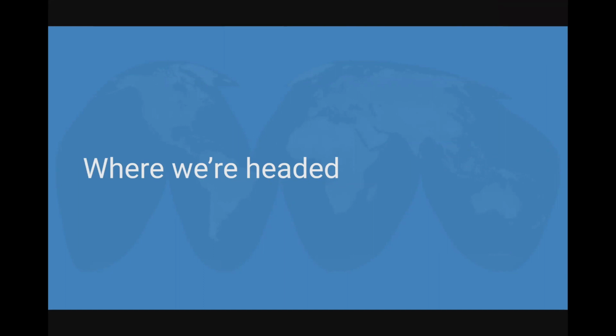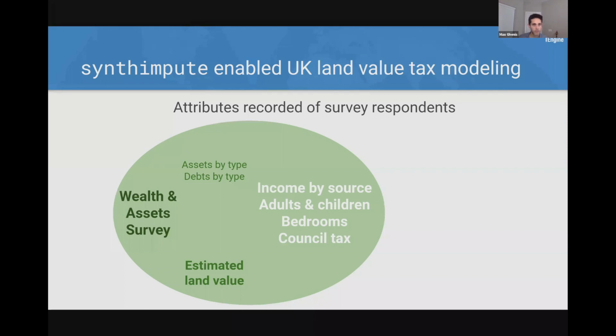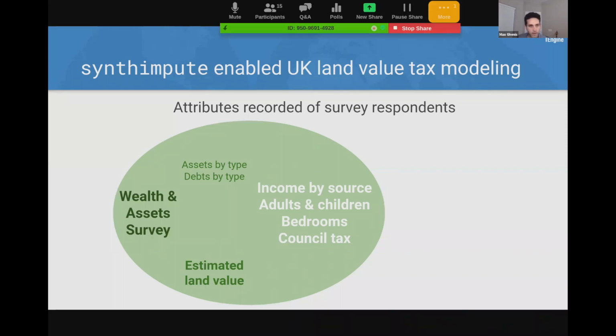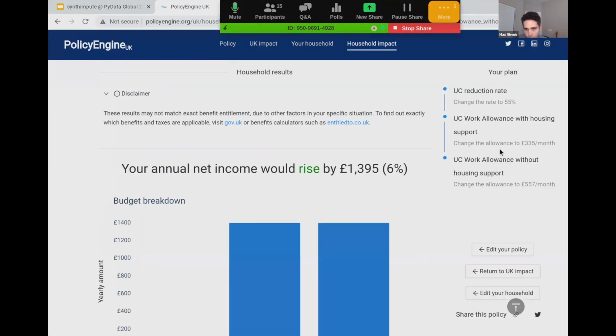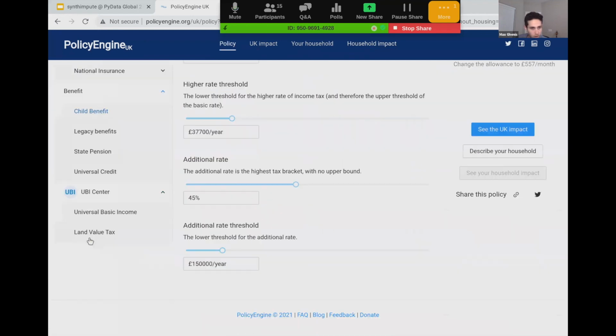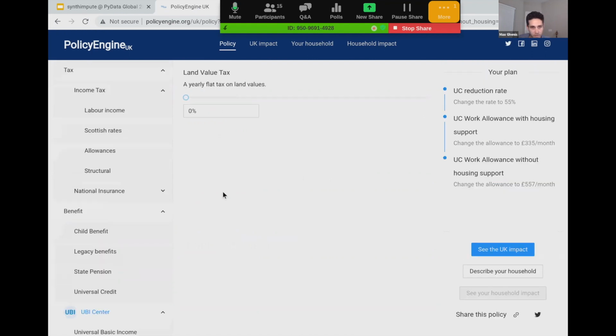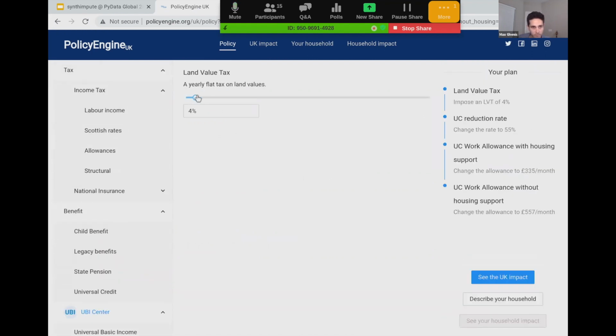All right, I think we're almost done here. I just want to share a bit about where we're headed. Maybe if we go back to PolicyEngine, we have this live in the product in one place, and that's the land value tax. You can select a different value for tax on the value of land, and that's going to show up in the UK impact pages.